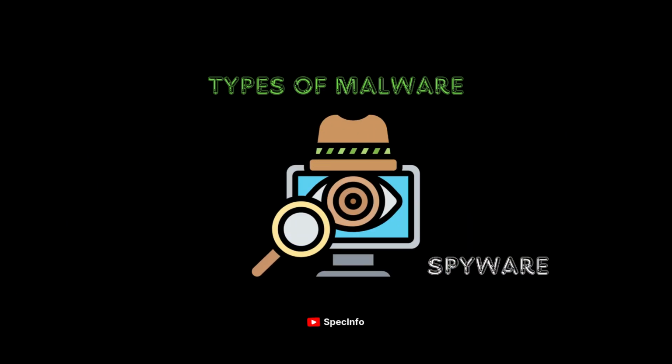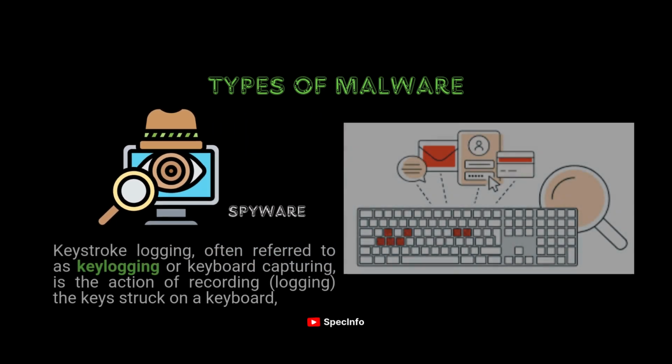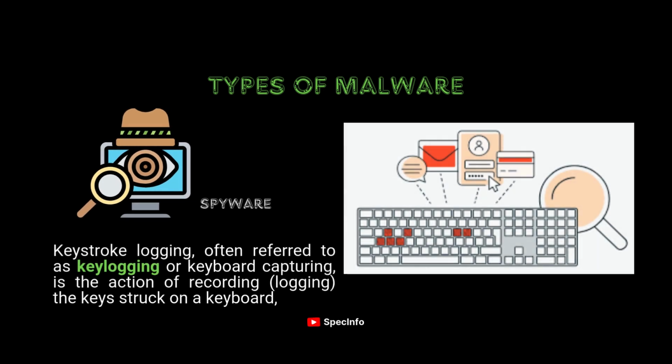Fifth, spyware. Spyware secretly monitors your activities, stealing sensitive information like login credentials, your browsing history, or financial details. Keyloggers, for example, record everything you type, including your credentials, and are often used in identity theft.